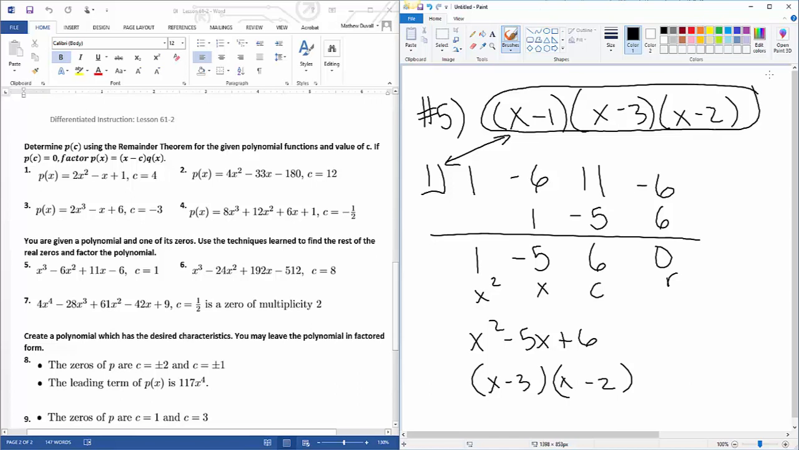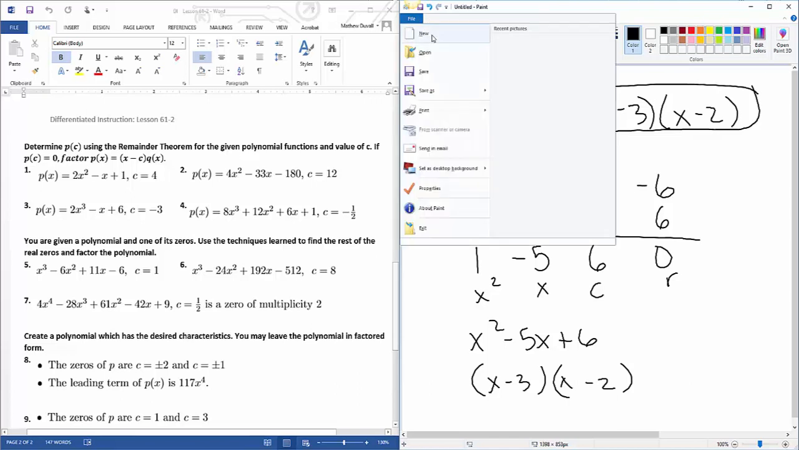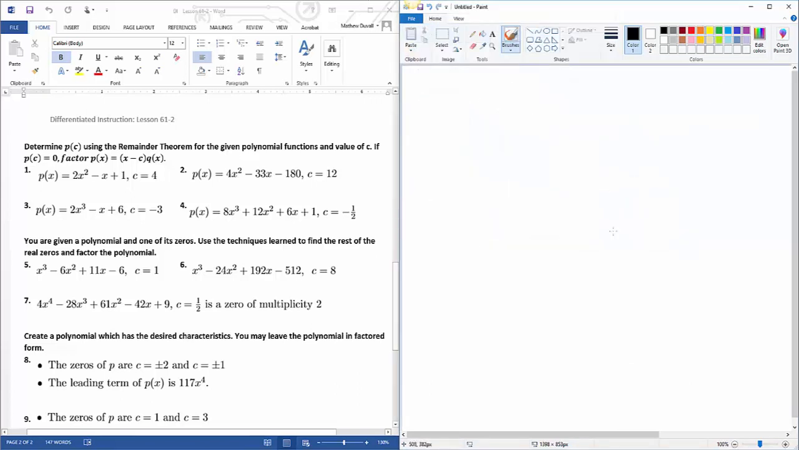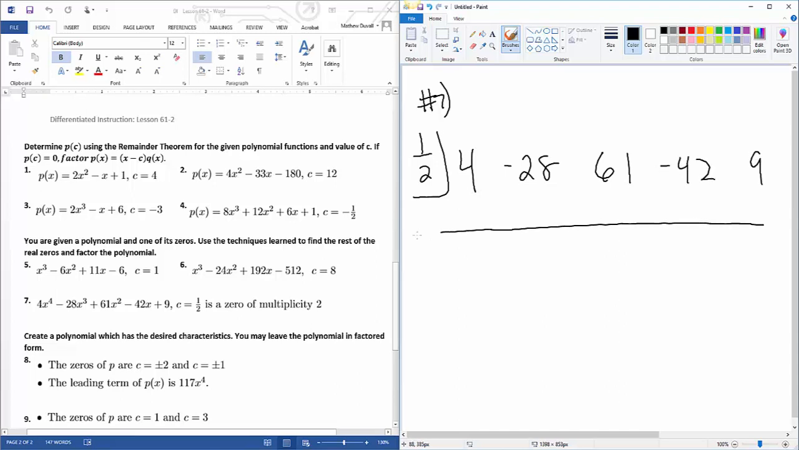Now the one thing I want to point out for the next one, for number 7, it does say that 1/2 is a 0 of multiplicity 2. That means you have 2 of them. It means you've got to do it twice. So for 1/2, I just want to point this out because it's actually really important. The coefficients, I have 4, negative 28, 61, negative 42, and then 9.